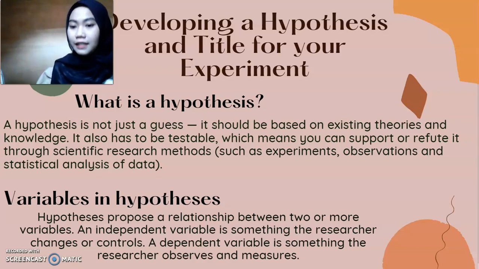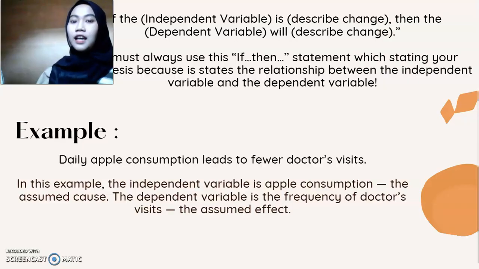Variables in hypothesis. A hypothesis proposes a relationship between two or more variables, an independent variable and a dependent variable. The first is an independent variable. It is something the researcher changes or controls. A dependent variable is something the researcher observes and measures. If the independent variable changes, then the dependent variable will change.